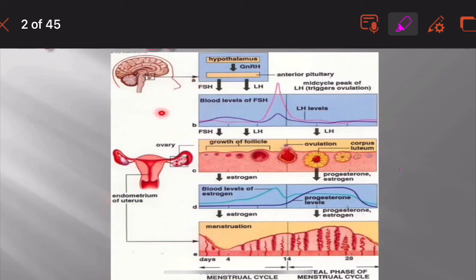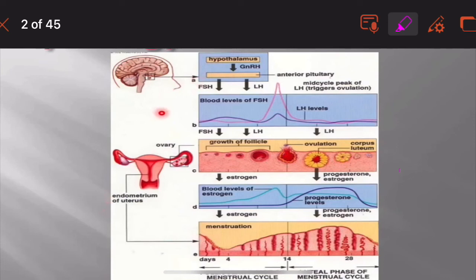Hope it is clear. The physiology of menstruation is very important, the normal physiology, to understand the abnormal types. So guys, we are going to summarize again. The hypothalamus releases GnRH. The GnRH acts on the pituitary. FSH and LH are released. The FSH acts on the ovaries and causes maturation of the follicle. The mature follicle releases estrogen, which causes growth of the endometrium.